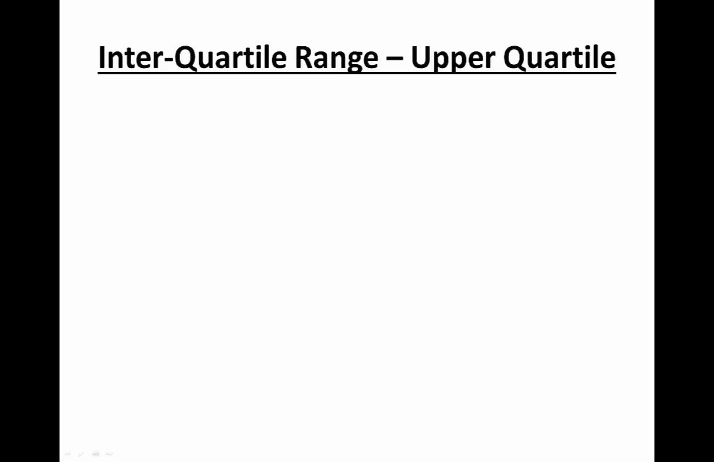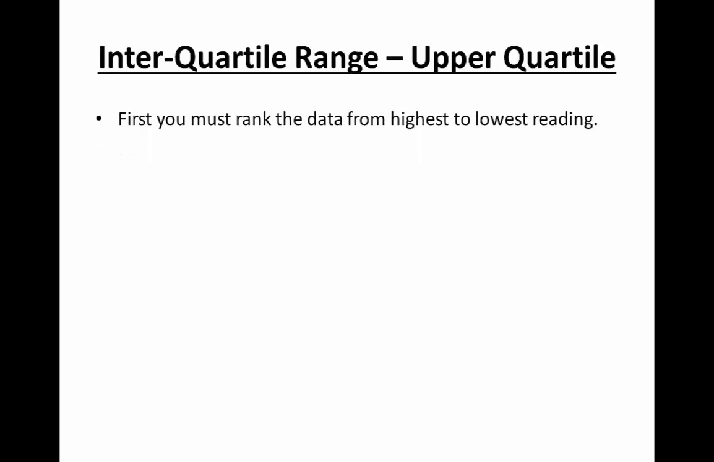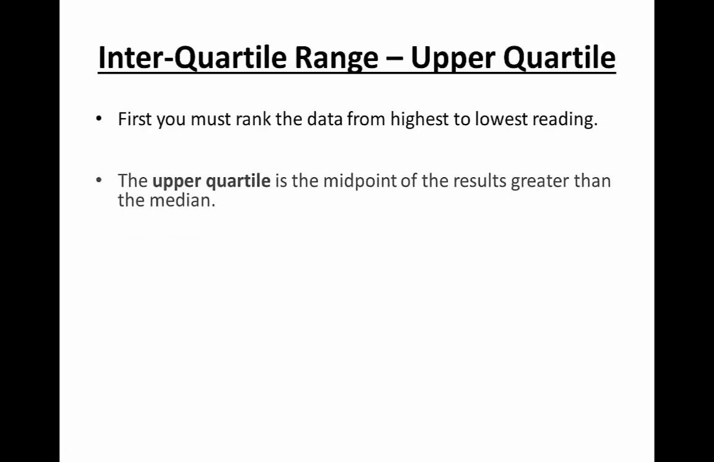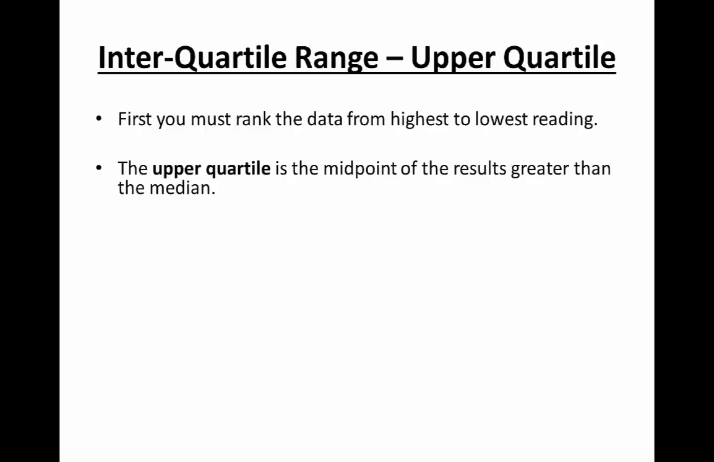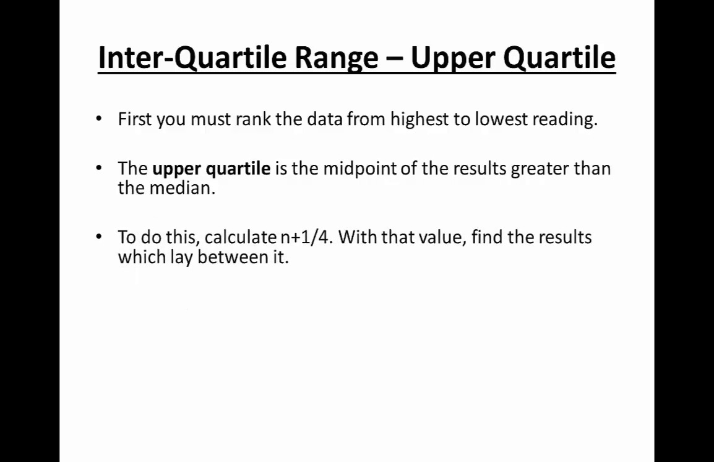The interquartile range begins with the upper quartile. How we find the upper quartile is by ranking the data from highest to the lowest reading. The upper quartile is the midpoint of the results which is greater than the median. So to do this, we have to calculate n, which is the total amount of readings we have, plus 1, divided by 4. With this value, we find the results which lay between it.